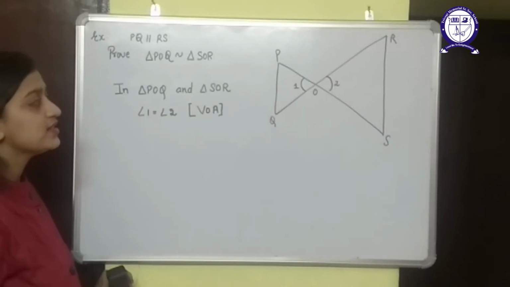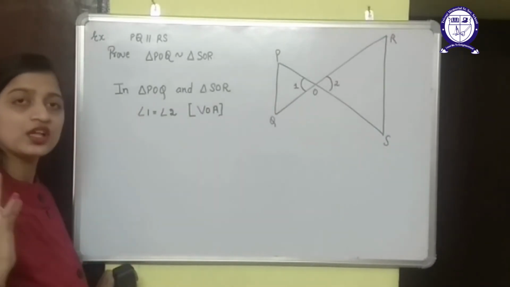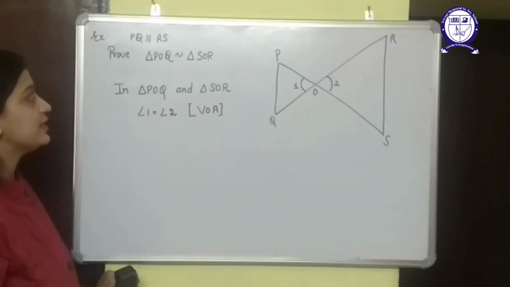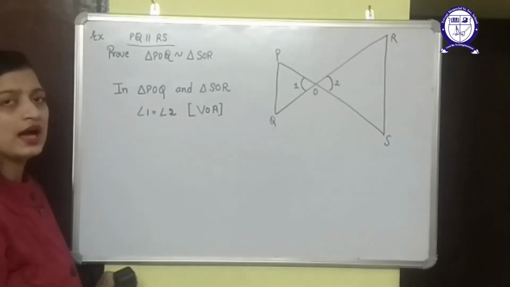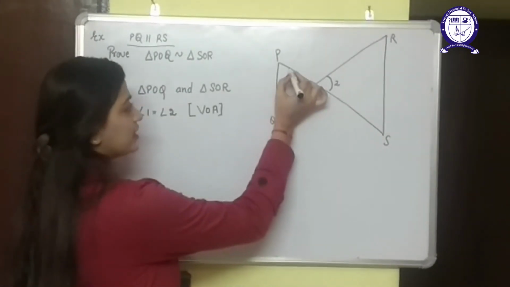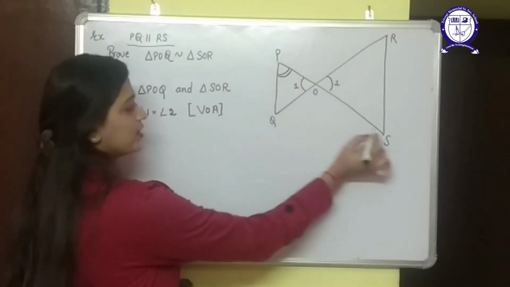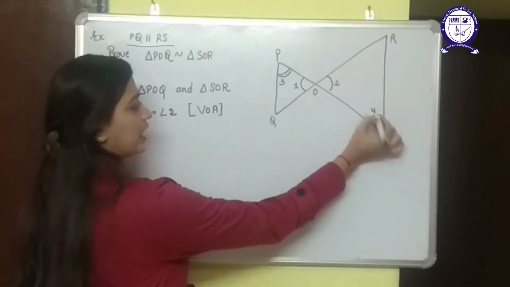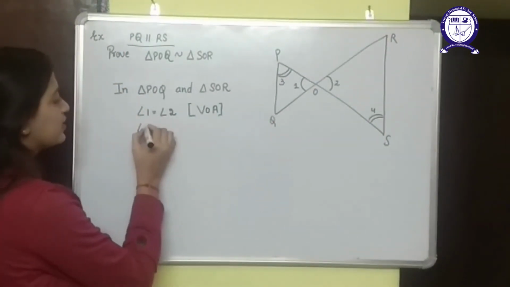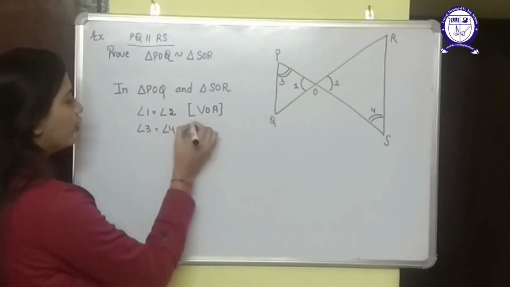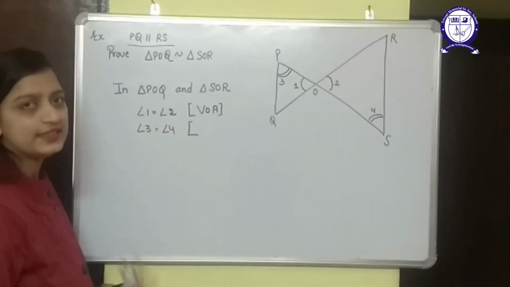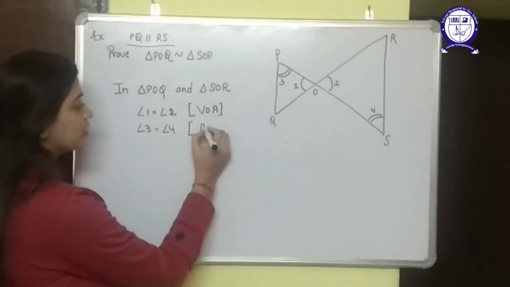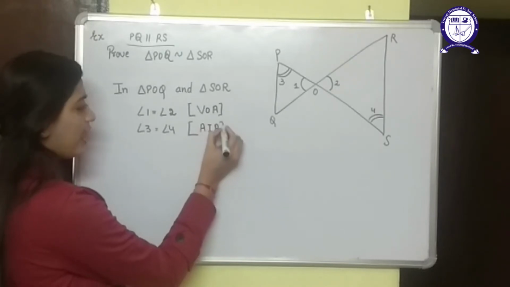Okay. Now what else is given to us? There is nothing said about the sides of the triangle, so obviously it will be some angle. And you can see that PQ is parallel to RS. So I can say this angle P is equal to this angle S. I can write them as angle 3 and 4. So angle 3 equals angle 4. And the reason is alternate interior angles. You can see that this is the shape of Z. So this is alternate interior angles.